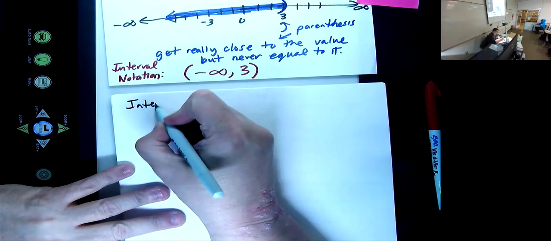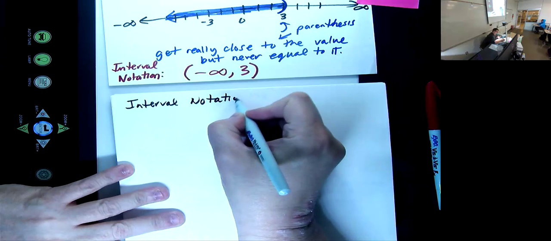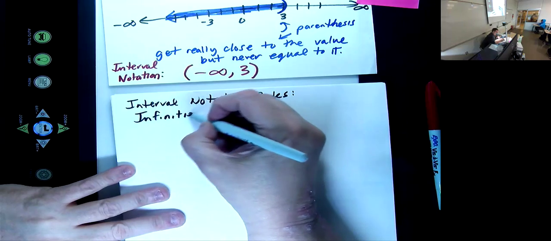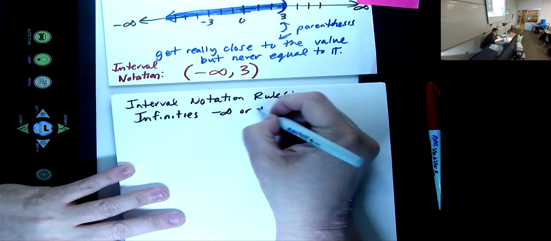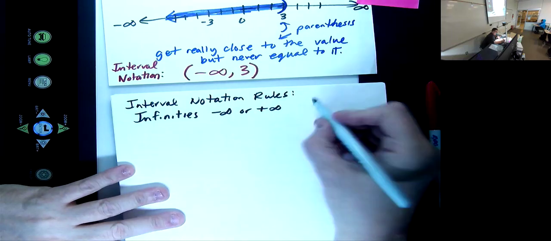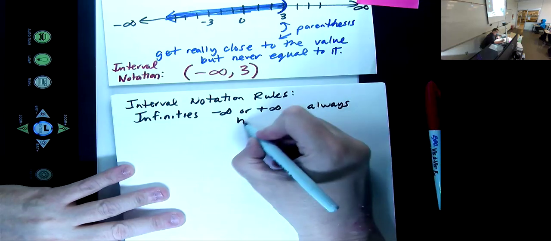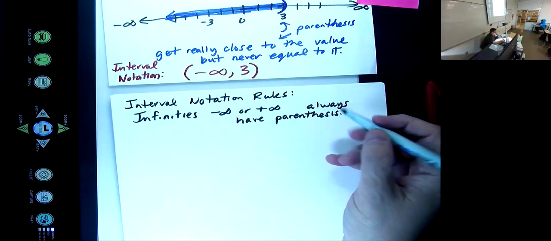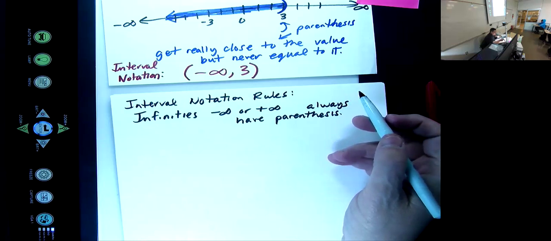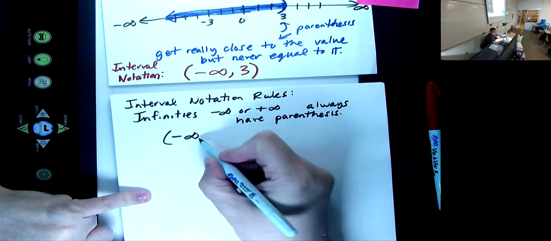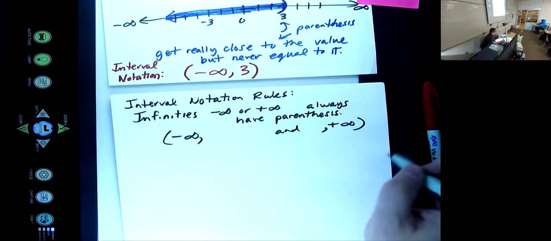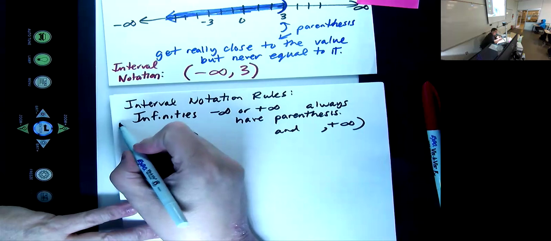So interval notation rules. As I said, the infinities. So negative infinity or positive infinity always have parentheses. In fact, negative infinity will always be like that. And positive infinity will always be like that at the end. So that's rule A.